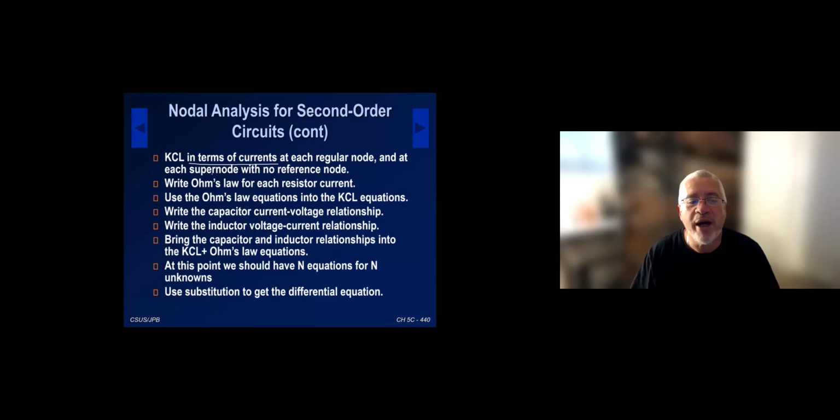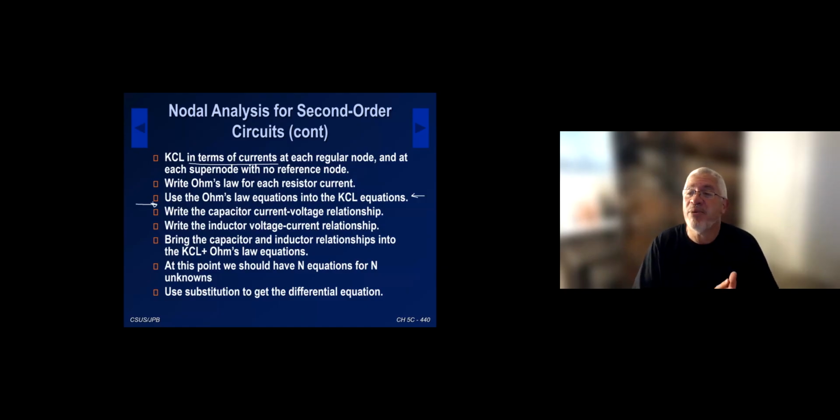Then I want you to write Ohm's law for each resistor current, okay? That is, current is equal to node voltages divided by resistance. We write Ohm's law for all of them. And then the next step is to use this Ohm's law in the KCL equations, okay? So we use this in the KCL equations here. Up to this point, we haven't done anything with the inductor or the capacitor, okay?